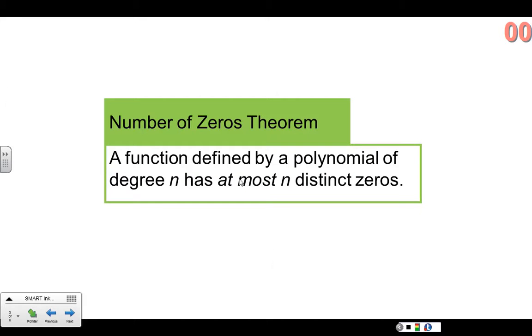The number of zeros theorem: a function defined by a polynomial of degree n, where degree n means the highest power term in your polynomial, has at most n distinct zeros.